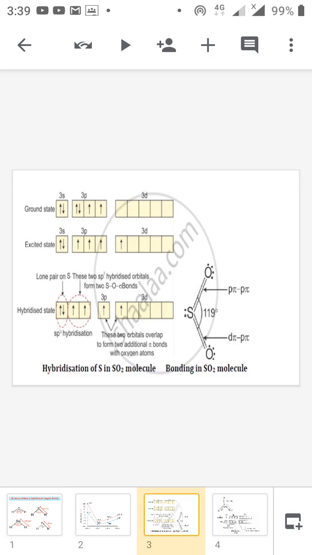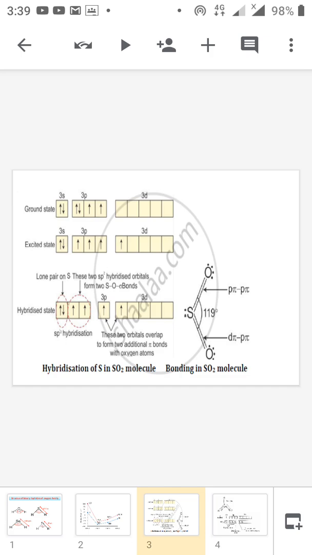The first one is the ground state of sulfur. The s orbital is fully filled. In the p orbitals, one is paired and the remaining are half filled, and the 3d orbitals are empty. But during excitation, one of the electrons in the p orbital is excited into the 3d orbital, and the s orbital and 2 of the p orbitals undergo hybridization, and we get 3 sp2 hybridized orbitals. These 3 hybridized orbitals combine with the atomic orbitals of oxygen to form sigma bonds.